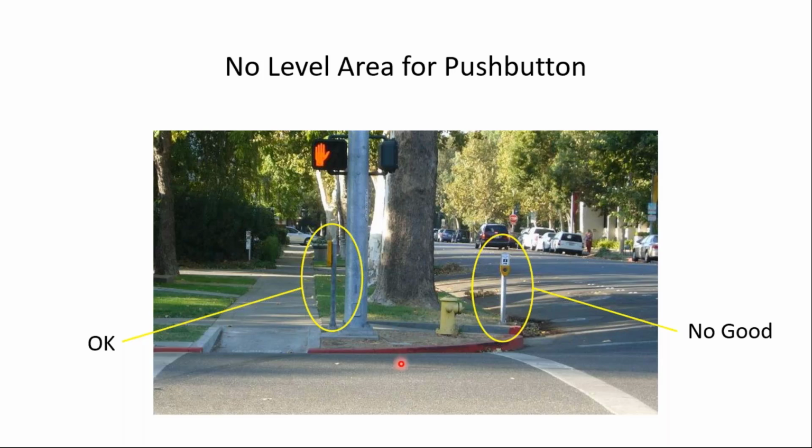The problem is that to brake, B-R-A-K-E, a manual wheelchair, the wheelchair user holds on to the wheels with their hands. So here, to brake the chair, the individual in the wheelchair has their hands on the wheels. They don't have a free hand to activate the push button. So both of these push buttons should be adjacent to this level landing that you see toward the left of the slide here.